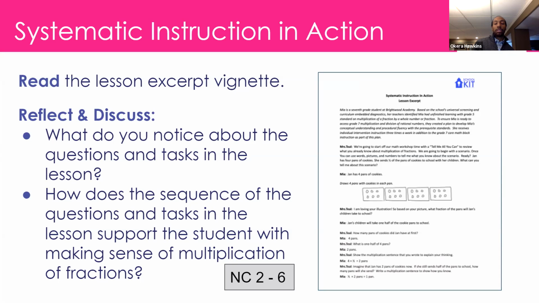All right, Nick said in the chat, they started by accessing prior knowledge with the "tell me what you know" and then built on from there. Okay. Anyone else have something they want to add around the first question before we jump to the second?